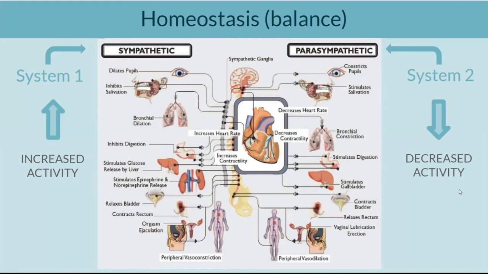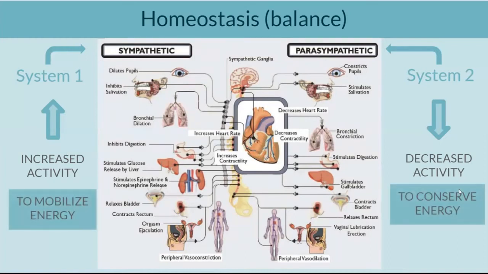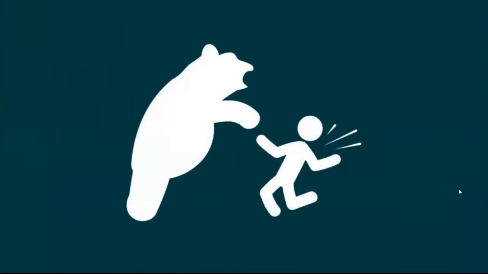The image here shows that they are complex systems involving lots of different parts in our body, both system 1 and system 2. System 1 mobilizes energy and system 2 conserves energy. But what has this to do with stress? And why do we have these states?